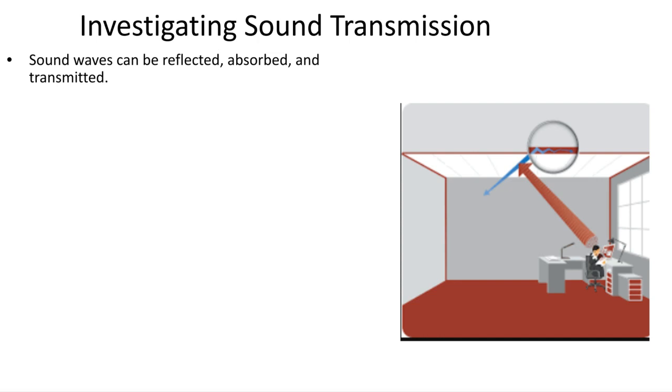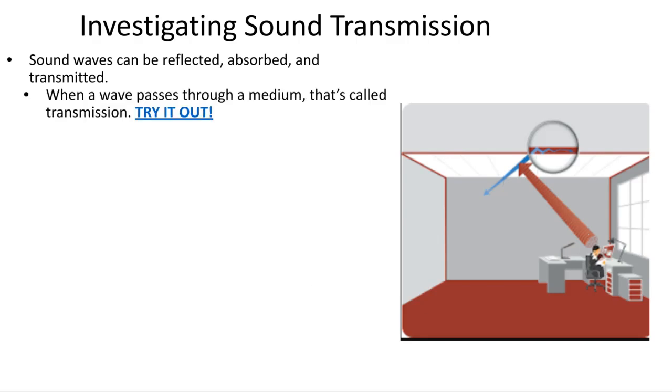If you look in the picture to the right, this arrow is representing sound being transmitted through the air. This blue arrow is representing sound being reflected off of the ceiling, and this blue arrow in the ceiling itself is representing the absorption of sound. When a wave passes through a medium, that's called transmission.